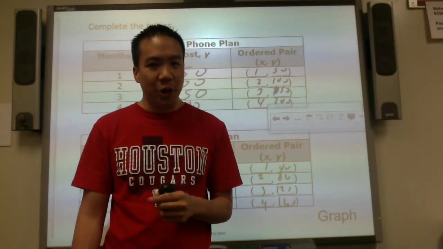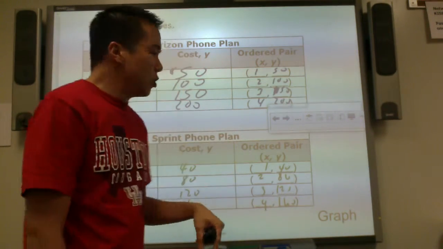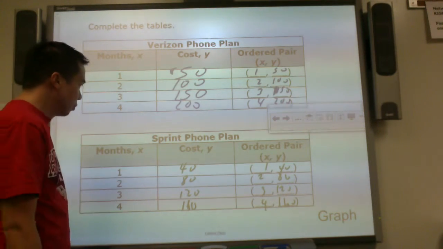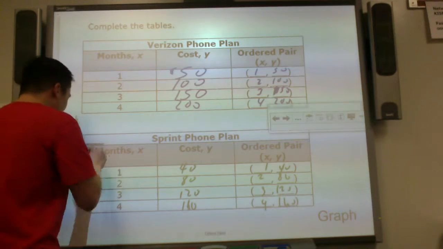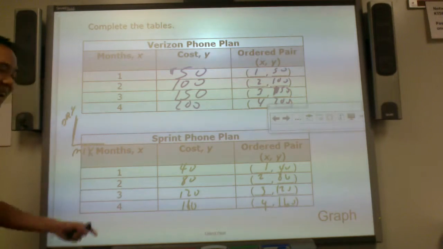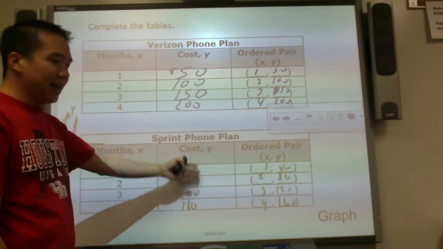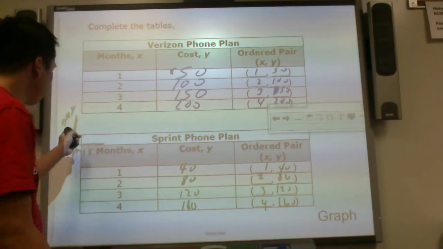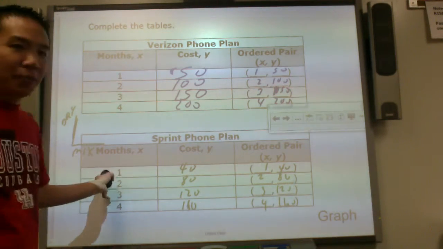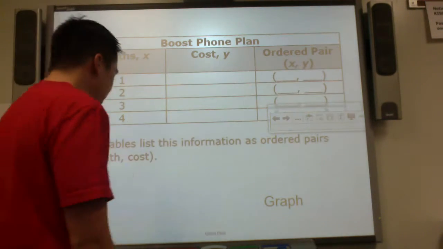I know in science you've been learning about dependent variables and independent variables. We're going to be learning that in a month from now. Wait, let me make sure I did it right. I apologize. The independent variable is the months, and the cost is the dependent. The cost depends on the number of months. So we don't know the cost until we know the month. Depends.